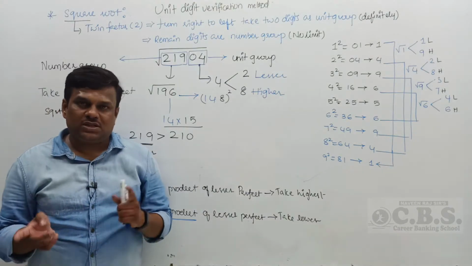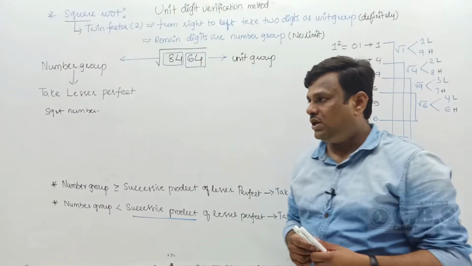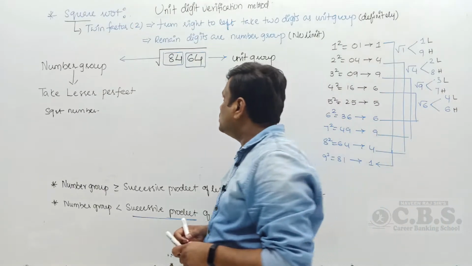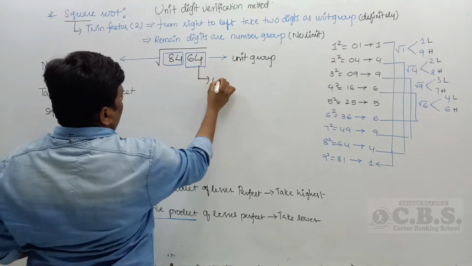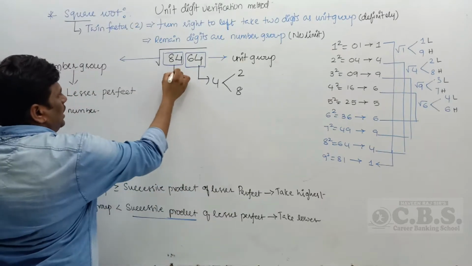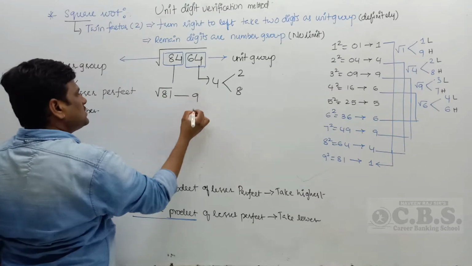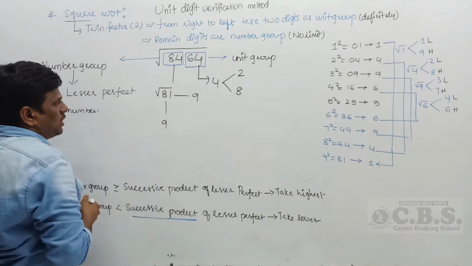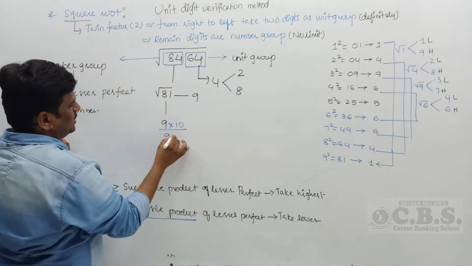Let's check with another example. 8464. What is the unit digit here? 4. 4 happens at 2 and 8. And the lesser perfect square of 84 is 81. 81 means 9. After 9 the value is 10, and 9 times 10 is 90.